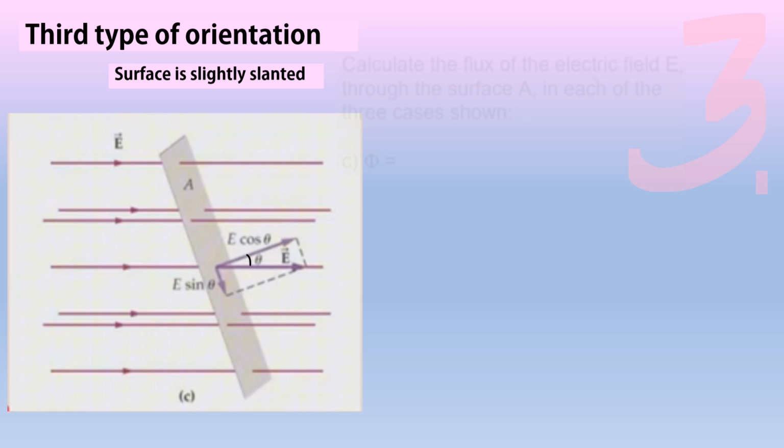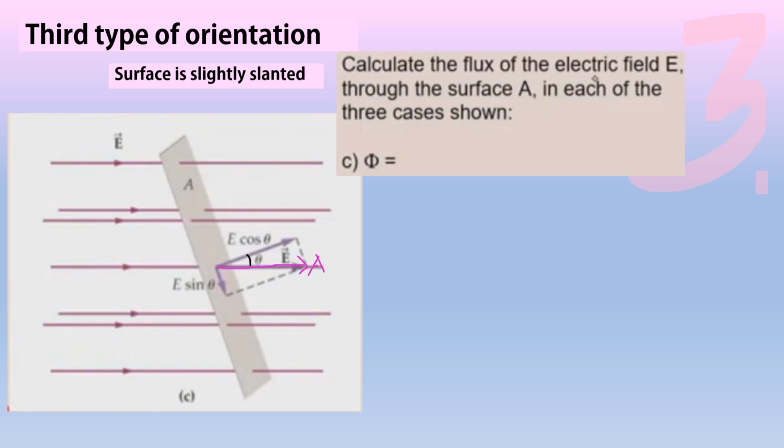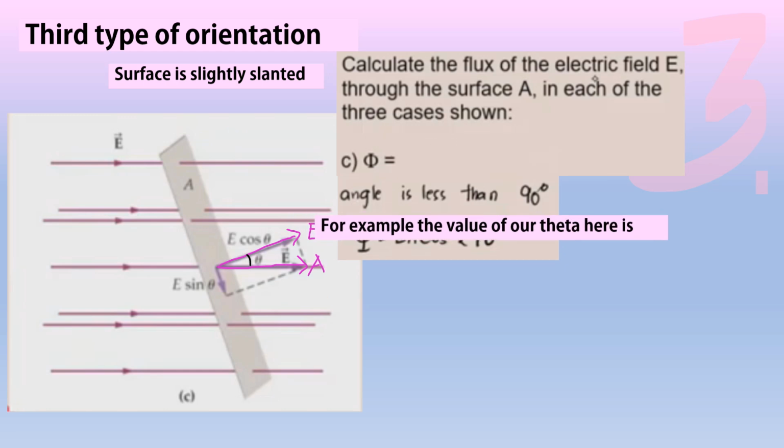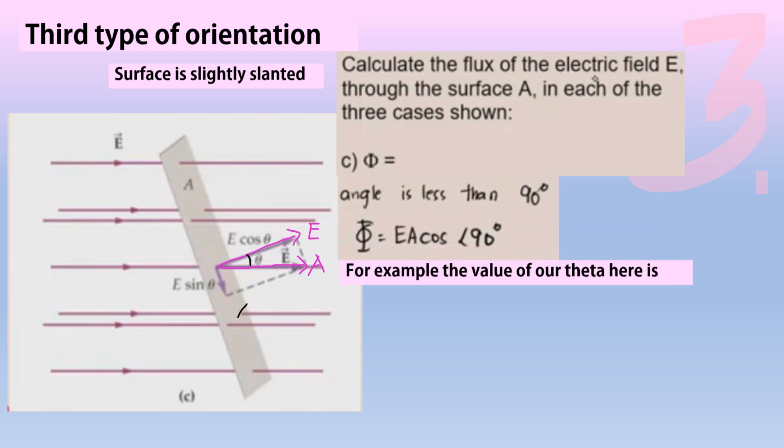Next is the third type of orientation. The surface is slightly slanted. The direction of A is here and the direction of E is here. For example, the value of theta here is less than 90, which is 60 degrees. Let's use the formula and here is the result.